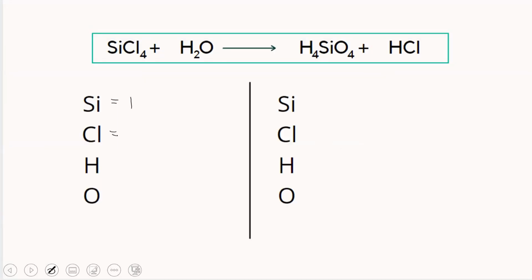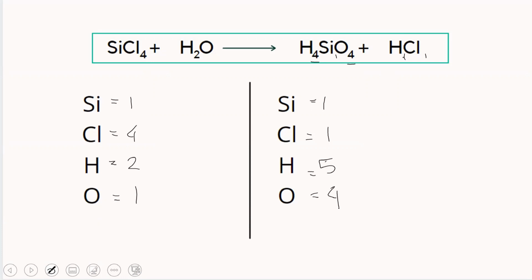Next, we have a more complex equation involving multiple elements. On the right-hand side, do notice that we have 5 hydrogen atoms in total, 4 from silicic acid plus 1 from hydrochloric acid. After noting down all of the numbers of each type of atom on both sides of the equation, we have to calculate the coefficients needed to balance this equation.